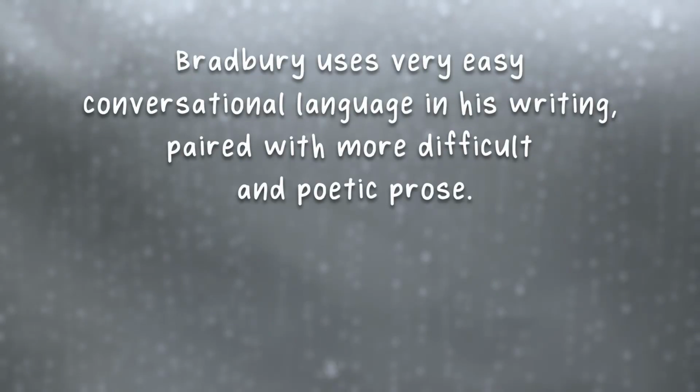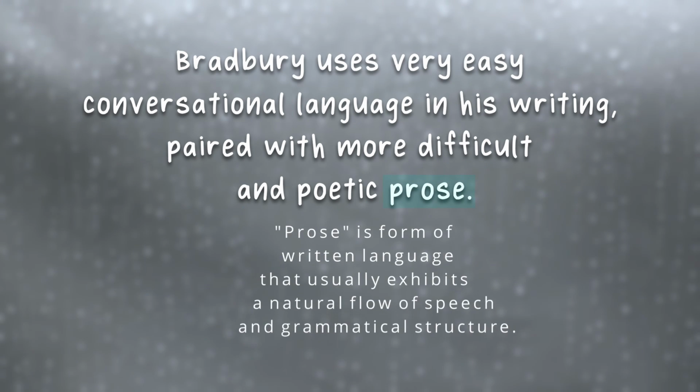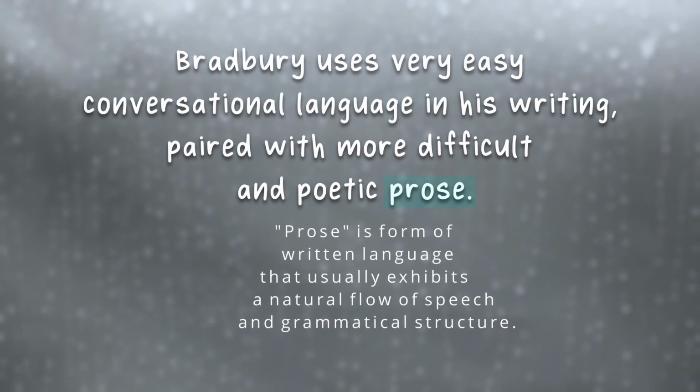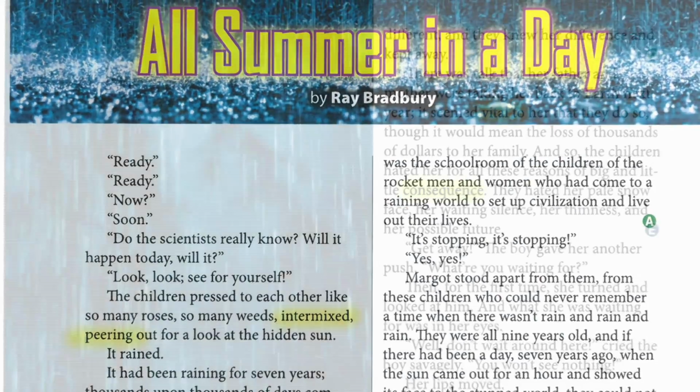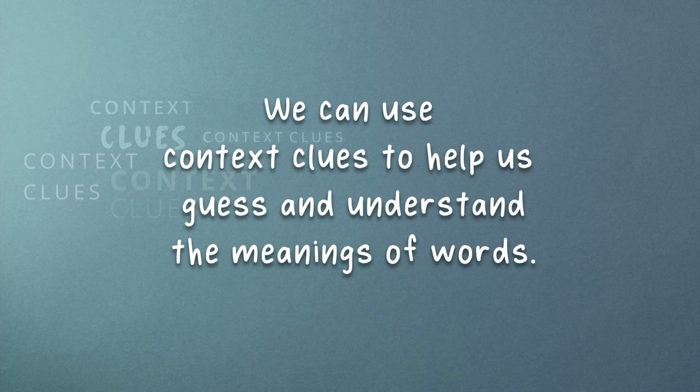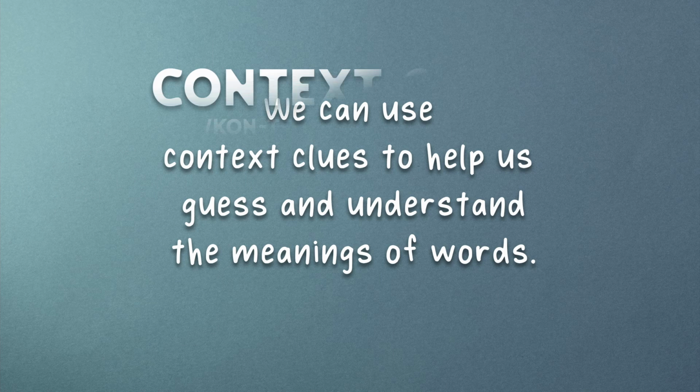Bradbury uses very easy conversational language in his writing, paired with more difficult and poetic prose to describe the scenes. So his writing is very good for learning new English vocabulary. But what happens when we read a story and we don't understand some of the vocabulary words? We can use context clues to help us understand and guess the meanings.